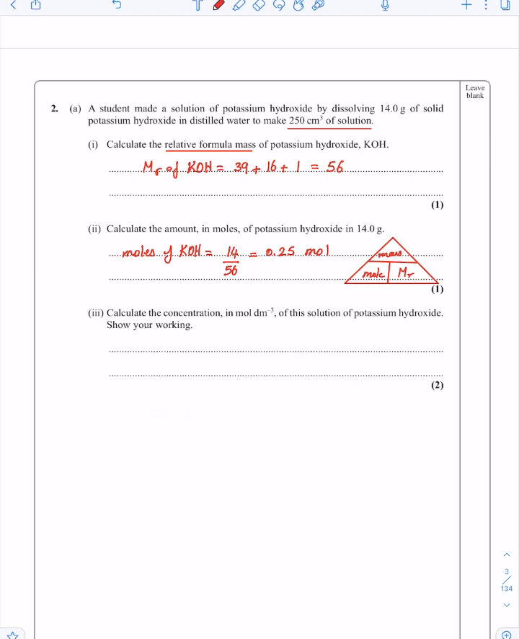Triple I. Calculate the concentration in mole per cubic decimeter of this solution of potassium hydroxide. طيب احنا القانون بتاع concentration بيقول ان concentration is equal to moles over volume in cubic decimeter. معانا المولز مطلعينها of potassium hydroxide ب 0.25 والفوليوم فوق 250 بس 250 يتقسم على 1000 عشان يتحول إلى كيوبيك ديسيمتر يعني 0.25، ف 0.25 على 0.25 تدي 1 مول per cubic decimeter، 1 mole dm power negative 3.